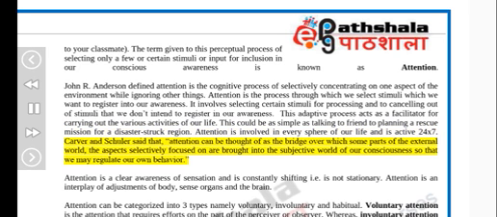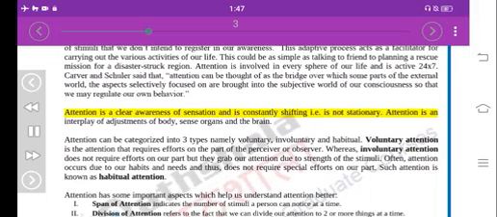Carver and Scheier said that attention can be thought of as the bridge over which some parts of the external world, the aspects selectively focused on, are brought into the subjective world of our consciousness so that we may regulate our own behavior. Attention is a clear awareness of sensation and is constantly shifting, i.e., is not stationary. Attention is an interplay of adjustments of body, sense organs, and the brain.